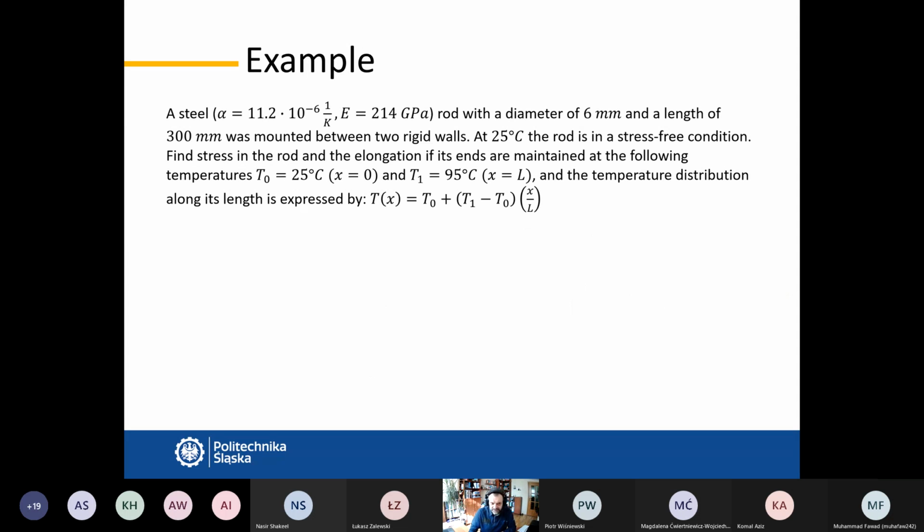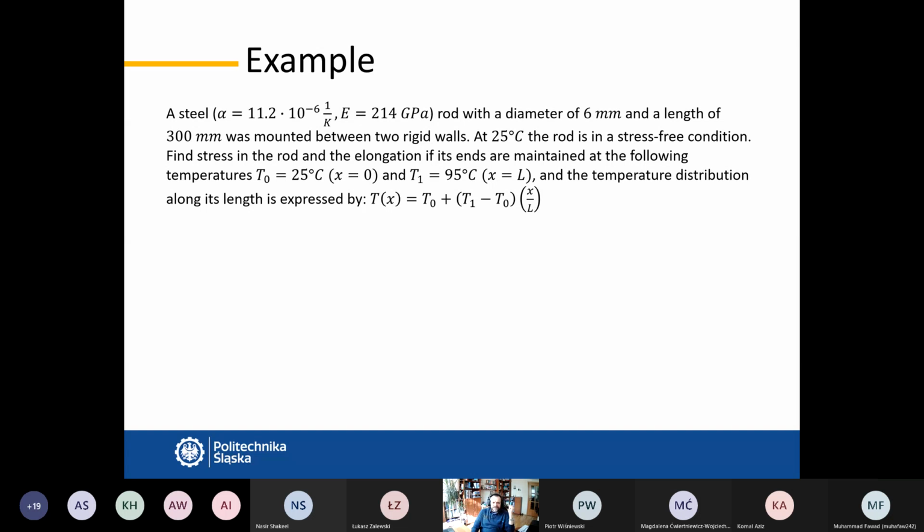So let's look at an example again. We have a steel rod whose parameters are given, so alpha and E, with diameter of 6 millimeters and length of 300 millimeters. And it is mounted between two rigid walls. We know that at 25 degrees Celsius, the rod is in stress-free conditions, which means it is fitted exactly between the walls. So if there is no interaction, no force is exerted from the walls on the bar or opposite.